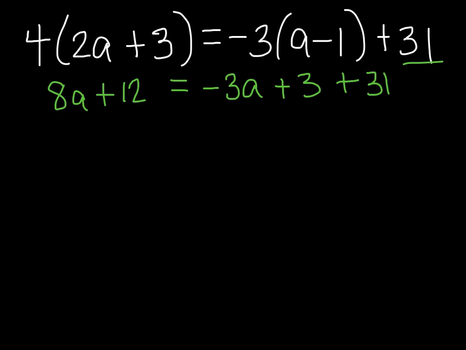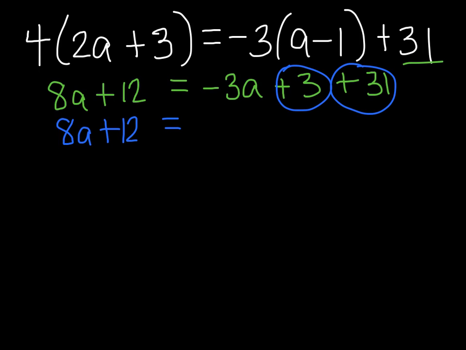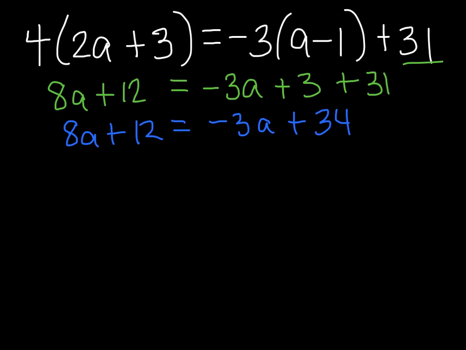All right, now my next step is going to be to combine like terms. I don't have anything on the left that I need to combine, so I'm just going to rewrite 8a plus 12. And on the right, I have 3 positives and 31 positives. So that's negative 3a plus, not 33, 34. All right.